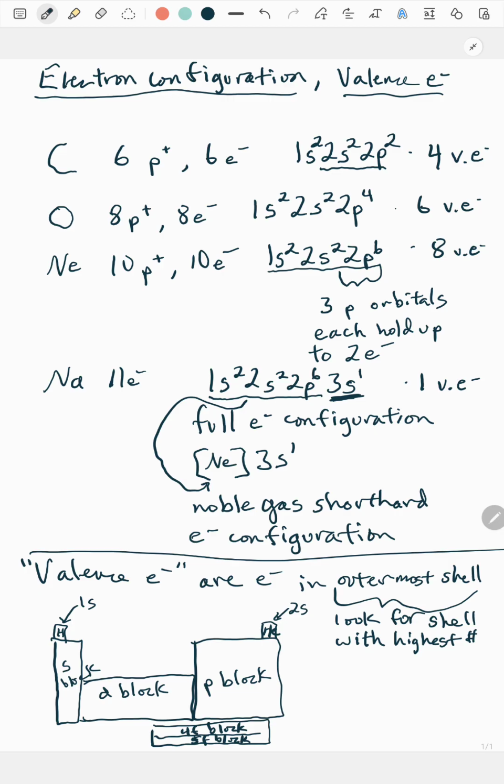All right, now let's move on, and we're going to keep talking about valence electrons.